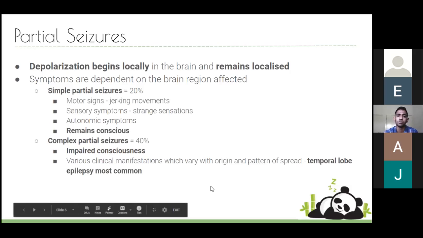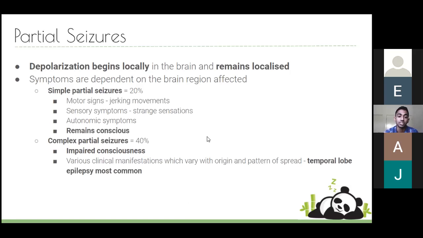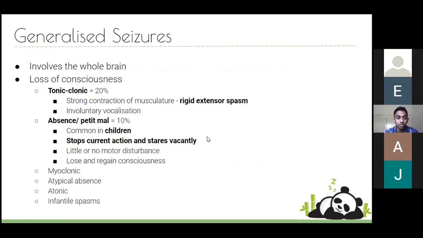And it can also vary with complex partial seizures. So the big points on this slide are what they are and how to differentiate simple and complex partial seizures. Then we have generalized seizures. As opposed to them being localized to one part of the brain in partial seizures, we have generalized seizures, which are involving the whole brain.